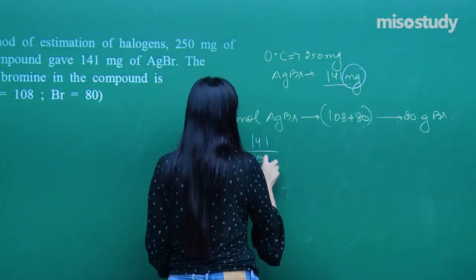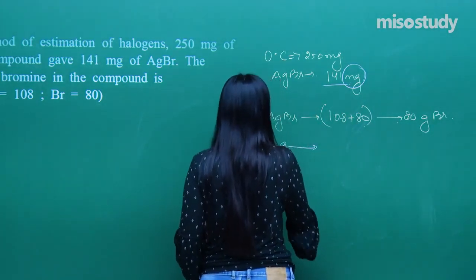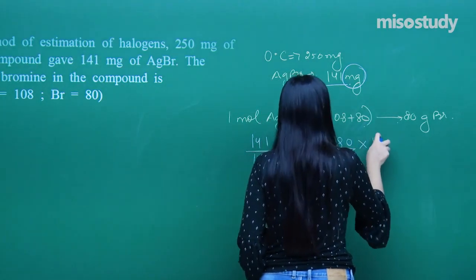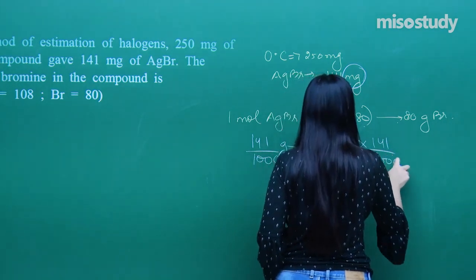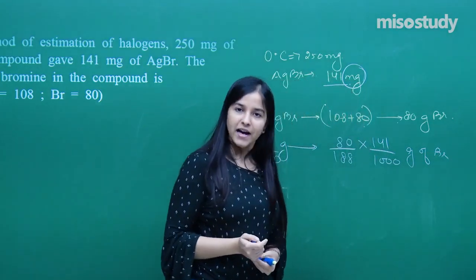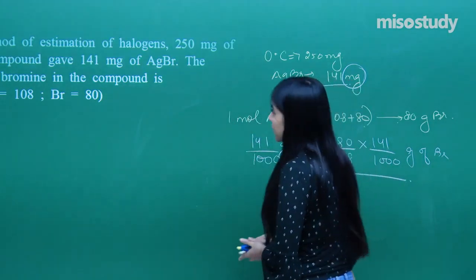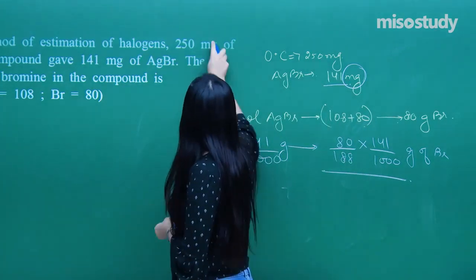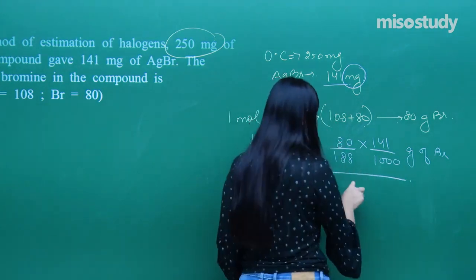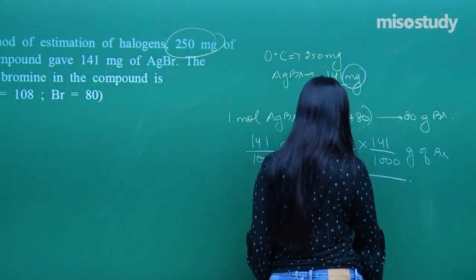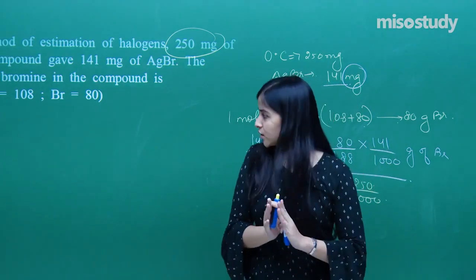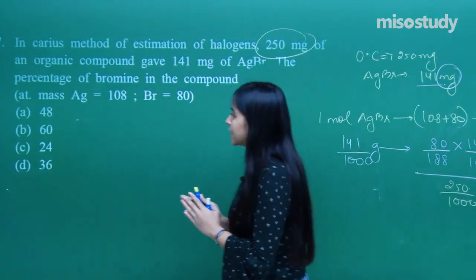So, that will be 141 divided by 1000 grams corresponding to 80/188 × 141/1000 grams of bromine. Once I get the grams of bromine, I can easily find out the percentage. So, it will be divided by the total mass of the organic compound. Again, I need to convert it into grams, 250/1000, right? Again, a very easy calculation this is. So, what is the answer? You will be getting the answer as C.